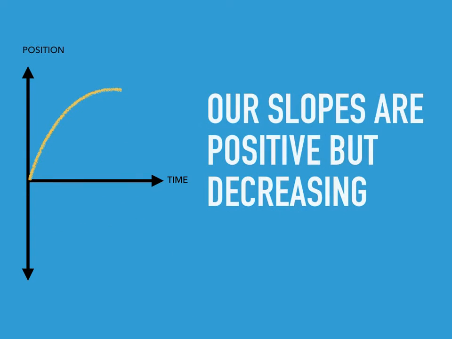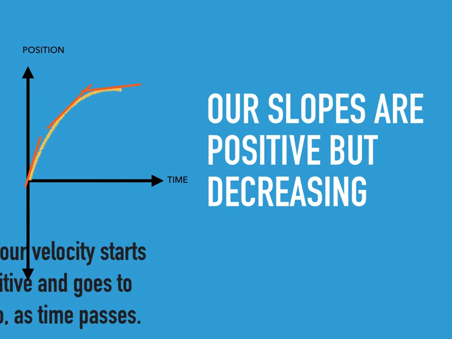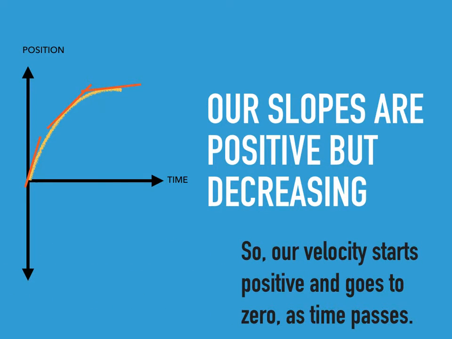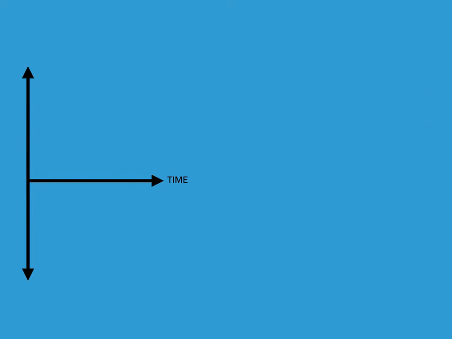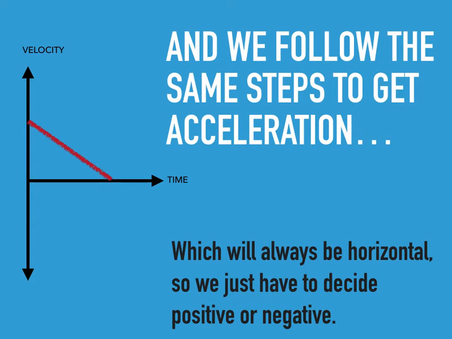When we look back at our position graph, we can see that we have a large positive slope, a medium positive slope, and a near zero positive slope. So our slopes are positive but decreasing. This tells us that our velocity must also be positive but decreasing to zero. So we're able to graph this. We see that we had a positive velocity that is getting smaller and smaller as it approaches zero as time goes on. When we want to move to acceleration, we follow the same steps.